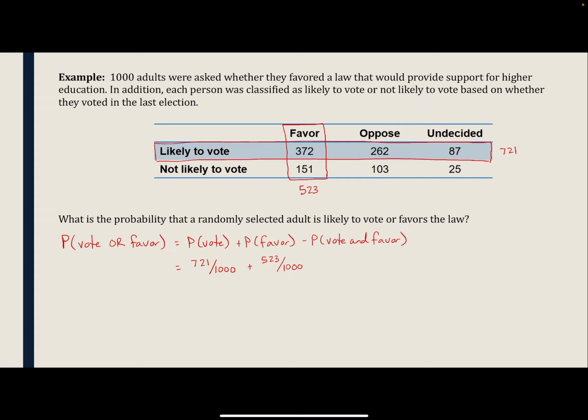Now notice that these 372 people got counted twice. They got counted in this 721 total as well as the 523 total. We don't want anybody to be counted twice, so we need to subtract off that intersection. It's called an intersection. So we're going to subtract off the probability that somebody is both going to vote and favor the law. So we're going to subtract off this 372 out of 1,000. And that will give us 872 out of 1,000, or 0.872.